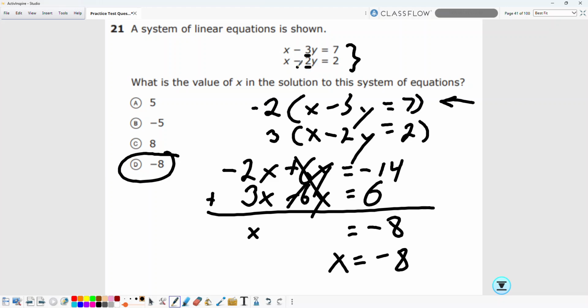But because both had a negative sign, I had to make the outcome positive for one of these, so I'd have a positive 6 and a negative 6. And so the positive 6 and negative 6 would cancel out and leave only x's to combine. Okay, there you have it.